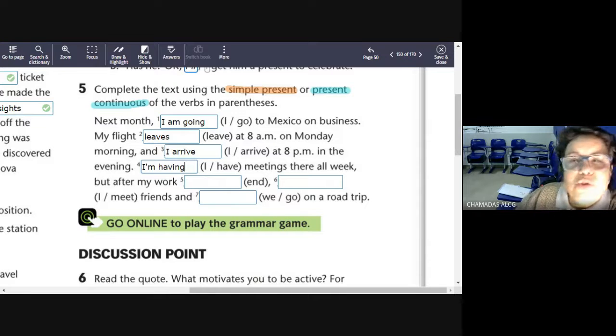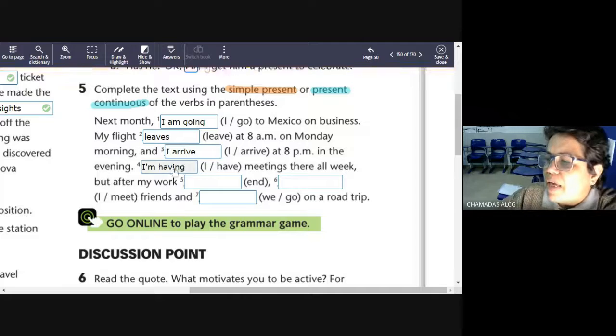For example, do you have a book? Yes, I do. So he has a book. We have a book. In this case, always simple present. But here we can use the sentence with a meaning of I'm participating in meetings there all week. So I'm having meetings there all week. So then we can change, okay? Because the idea is different.